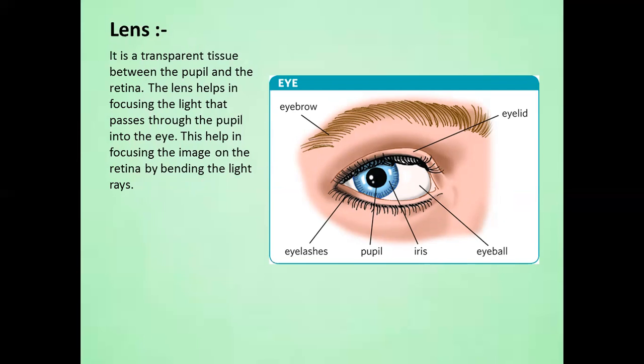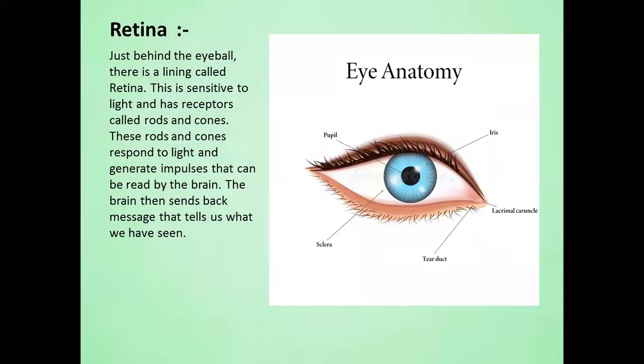Lens. It is a transparent tissue between the pupil and the retina. The lens helps in focusing the light that passes through the pupil into the eye. This helps in focusing the image on the retina by bending the light rays.